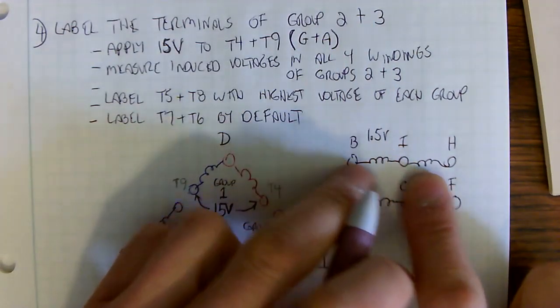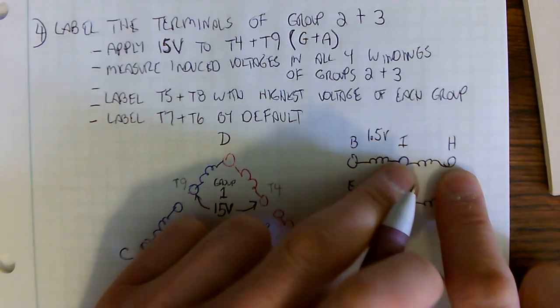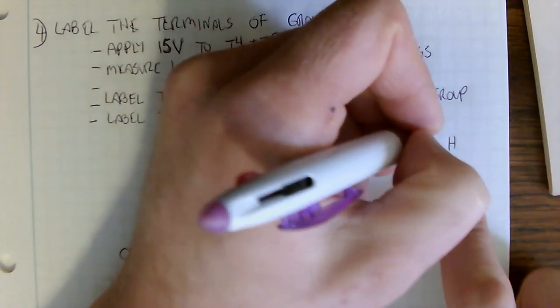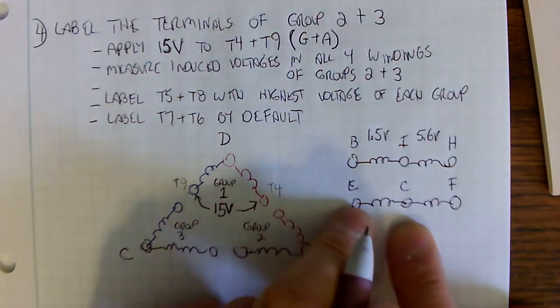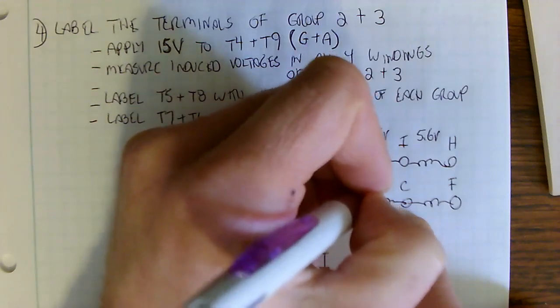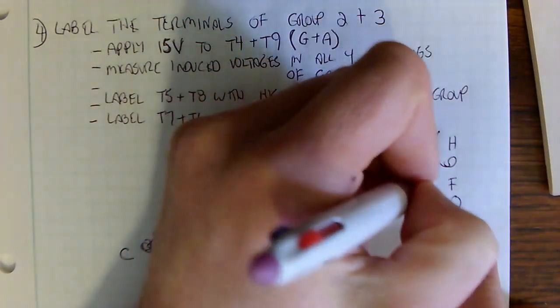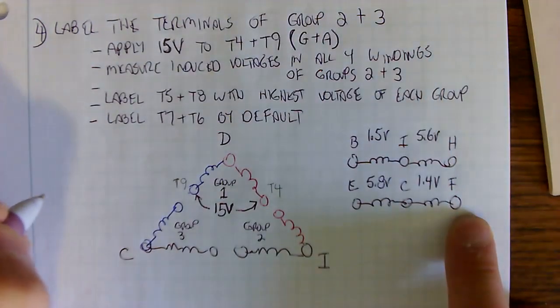And then I'm going to move my meter leads. I'm going to read the voltage between I and H, and I got 5.6 volts. Then I'm going to go down between E and C and measure, and I got 5.8 volts between those two. And move it over to C and F, and I got 1.4 volts. So those are all my measurements and all my readings.